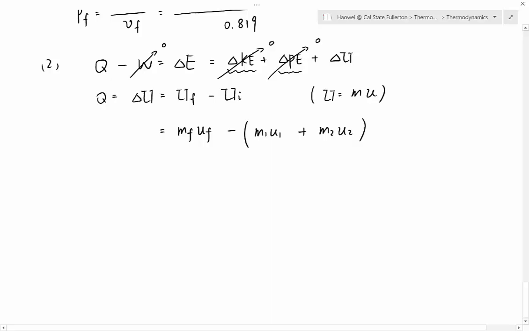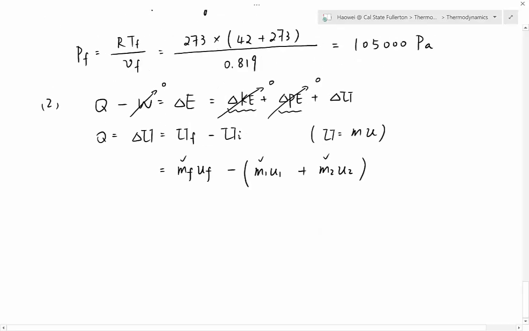Okay, so now let's take a look. Do we have M1? Yes, 2 kilogram. Do we have M2? Yes, 8 kilogram. So what is final mass? 2 plus 8, 10 kilogram. So we have the three masses very easily. And then this question goes down to looking for specific internal energy, UF, U1, and U2.